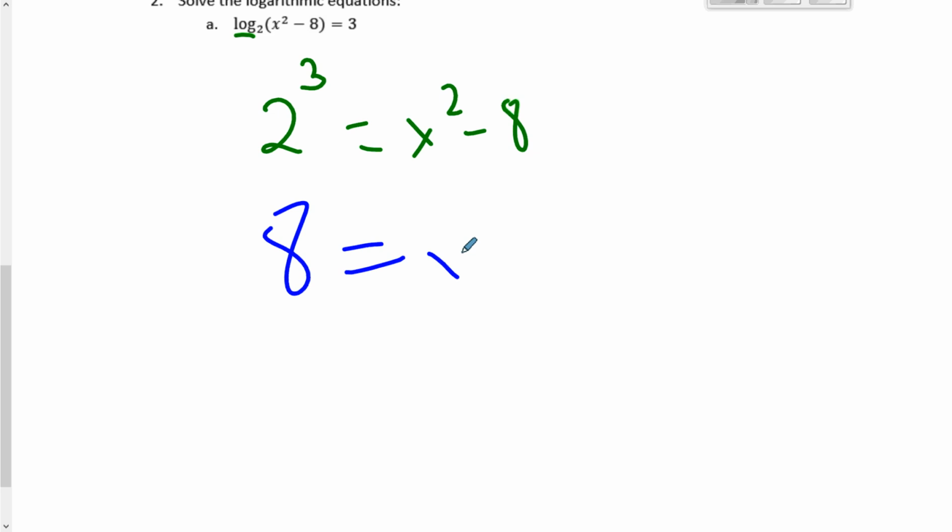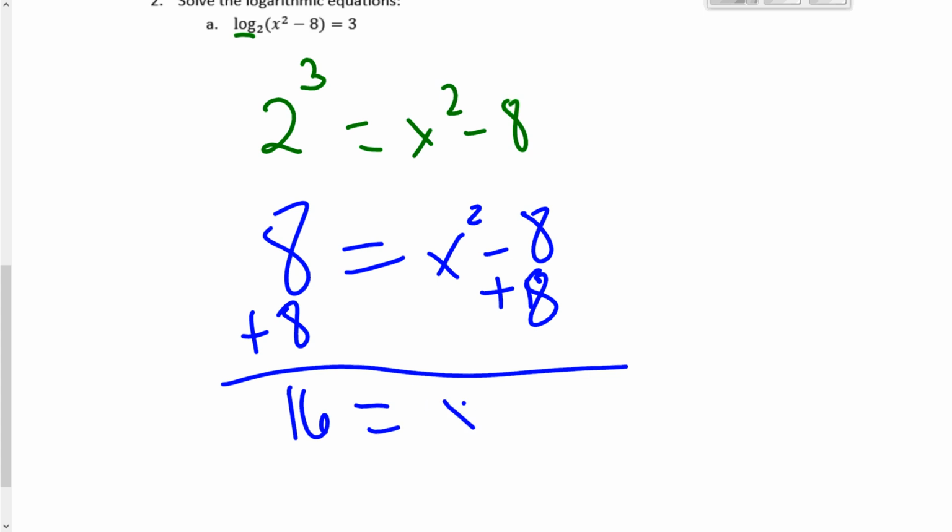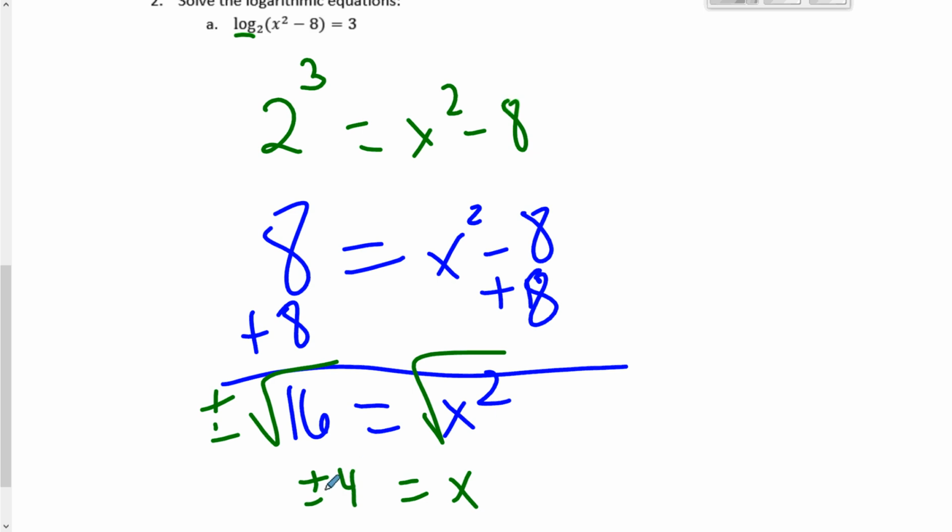Okay, now once the log is by itself on one side, then we can switch to exponential form. So 2 raised to 3 equals x squared minus 8. Now, when you have an x squared in here, you've got to think quadratic, right? We add 8 to both sides. We get 16. So it's a quadratic. One way to solve quadratics, whenever we just have an x squared and a constant, is to square root both sides. And when we square root, we have plus or minus. So we get x is equal to plus or minus 4.